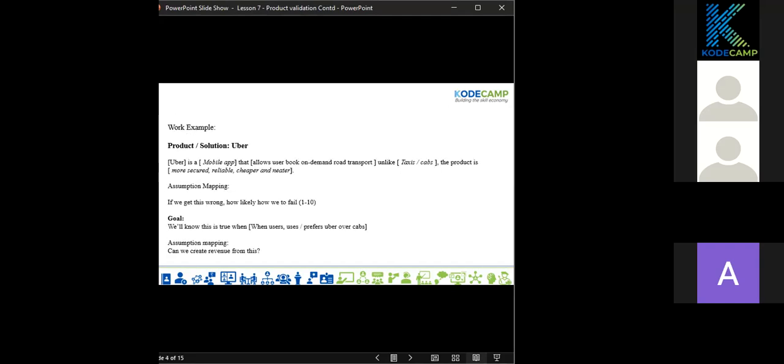Next one is your solution, your product or solution. So your solution to this user pain point is your product, which is Uber. So you need to introduce Uber to us. What is Uber? Uber is a product, right? The mobile app. So why do you think a mobile app is part of the solution to the pain point of the customer?